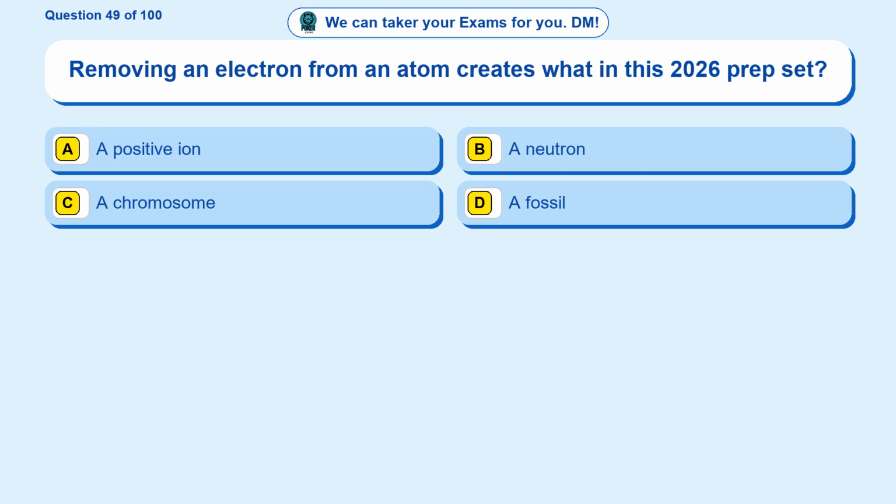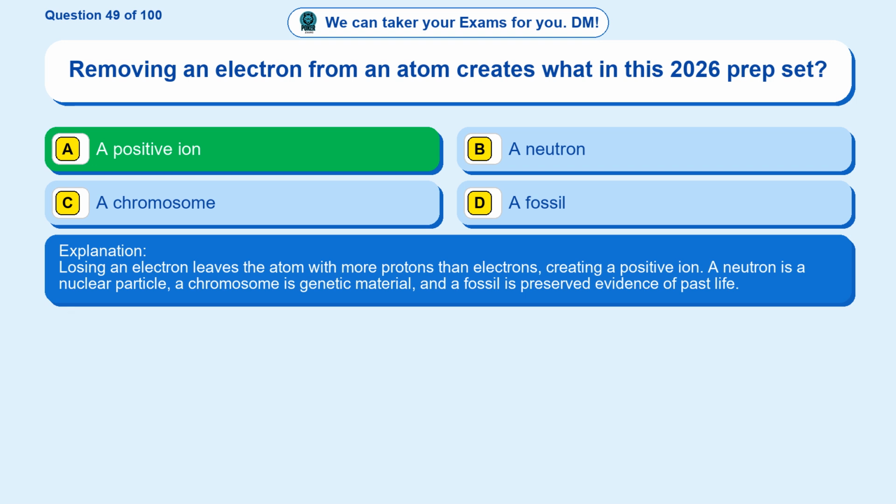Question 49. Removing an electron from an atom creates what in this 2026 prep set? Option A. A positive ion. Option B. A neutron. Option C. A chromosome. Option D. A fossil. The correct answer is option A. A positive ion. Losing an electron leaves the atom with more protons than electrons, creating a positive ion. A neutron is a nuclear particle, a chromosome is genetic material, and a fossil is preserved evidence of past life.